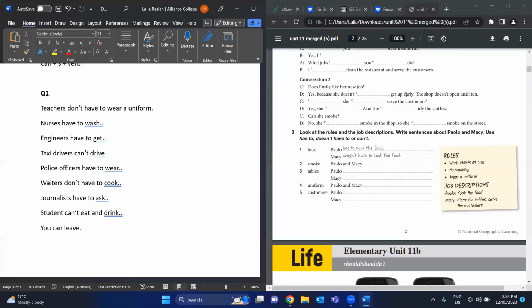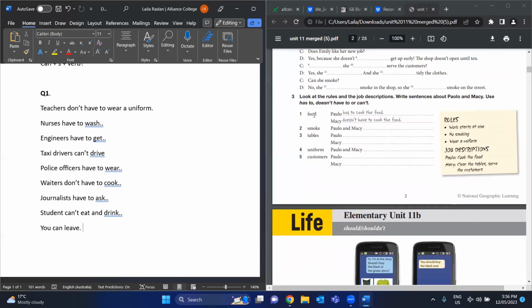Now the question is, can she smoke if she wants? Is she allowed to? Is it possible? Does the boss let her? No, she can't smoke in the shop. So as soon as you see no, can. No, I can't. No, she can't. Yes, she can. So only when it's no, we can't, they can't. So she has to smoke on the street.